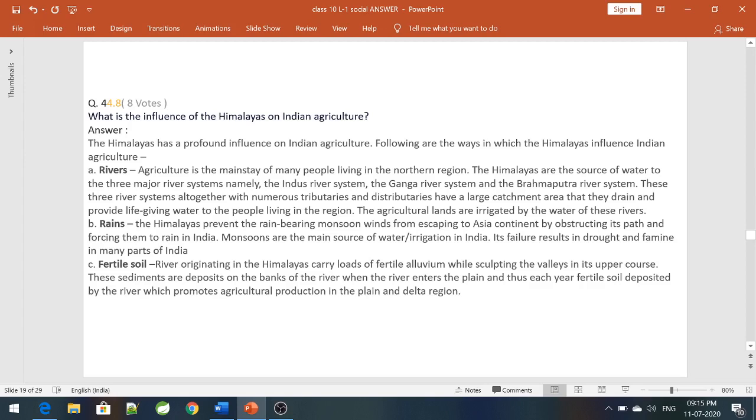Fertile soil. Rivers originating in the Himalayas carry lots of fertile alluvial soil. While sculpting the valleys in their upper course, these sediments are deposited on the banks of the river when the river enters the plain. Thus each year fertile soil is deposited by the river, which promotes agricultural production in the plains and delta region.